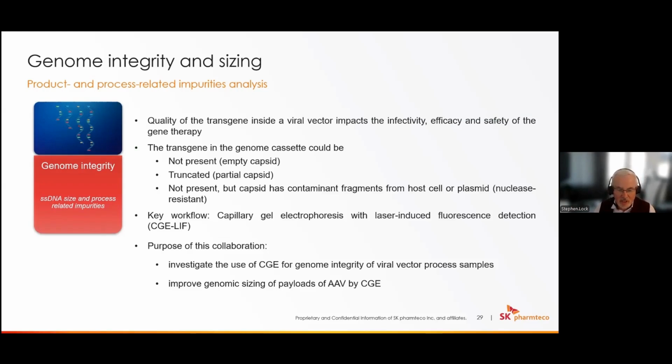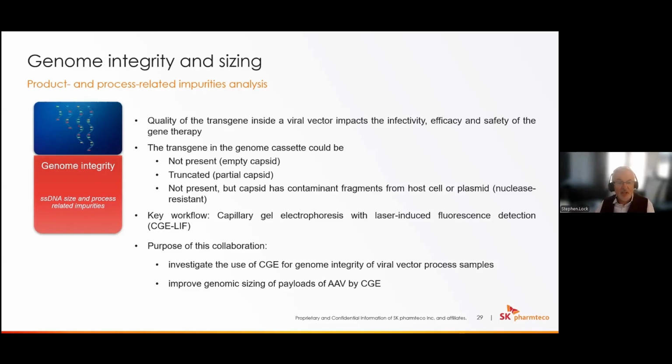Just before we move on to the next speaker, I'd just like to go through what Yolanda will be presenting about. We had 2 real areas of interest when we placed the system. One was using CE-SDS for protein profiling, and the other area, which Yolanda will talk about, was using CE for genome integrity and sizing. This again is another really important critical quality attribute for viral vectors, is that you need to understand if your viral particles actually contain genetic material or single-stranded DNA in the case of AAVs. And the quality of this transgene inside the viral vector impacts the infectivity, efficacy, and safety of the gene therapy products. So understanding the impurities or genomic impurities present is also important.